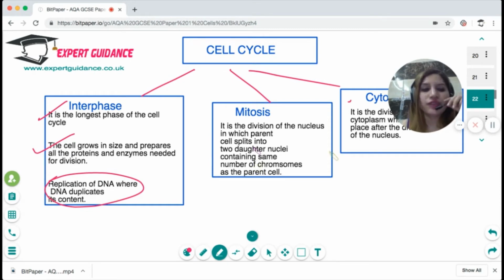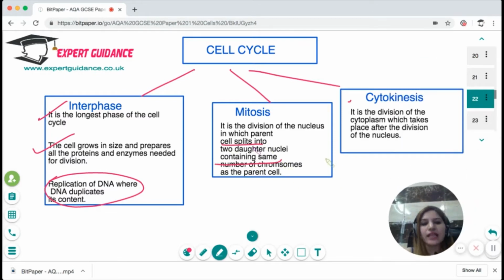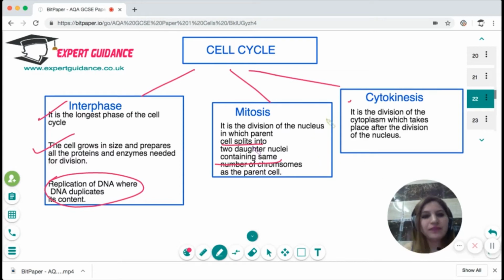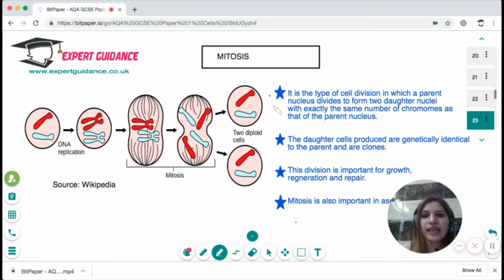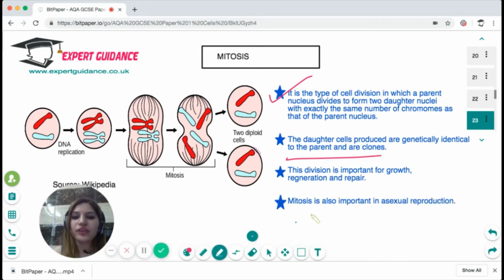Mitosis is the division of the nucleus, in which the parent cell splits into two daughter nuclei, which contain exactly the same number of chromosomes as the parent cell, so the daughter cells are genetically identical. And next is cytokinesis. It is the division of the cytoplasm, which takes place after the division of the nucleus. Now, what is mitosis? It is a type of cell division in which a parent nucleus divides to form two daughter nuclei with exactly the same number of chromosomes as that of the parent nucleus. The daughter cells produced are genetically identical to the parent, and we can call them clones. This division is important for growth, regeneration, and repair, and mitosis is also important in asexual reproduction.